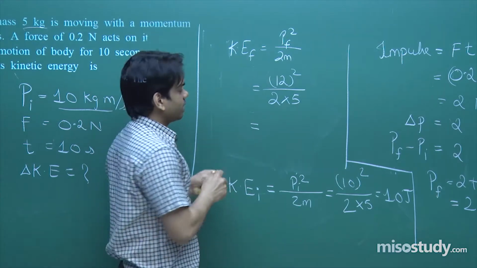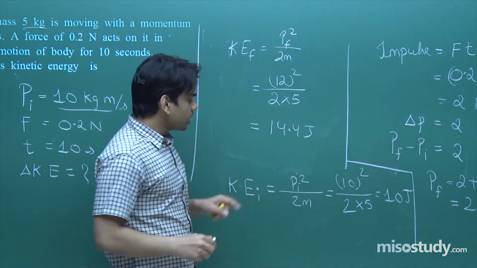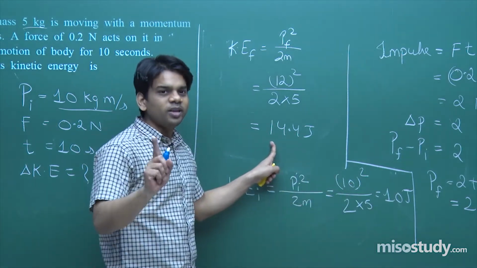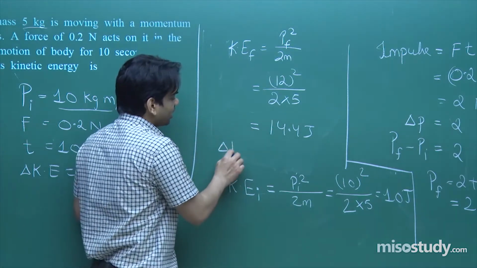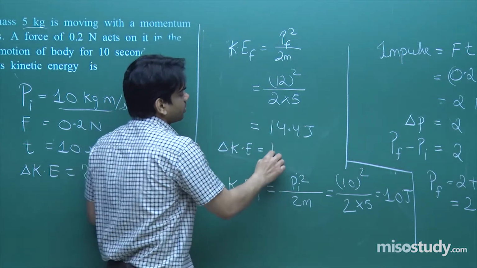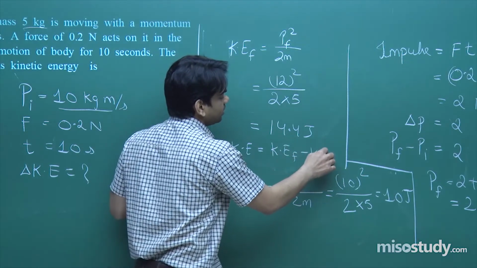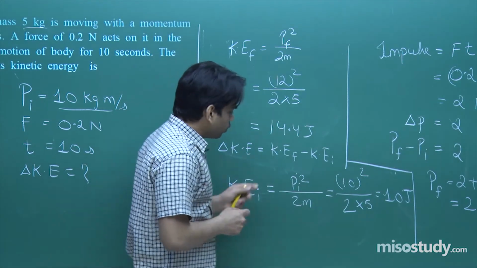144 divided by 10, you will be getting 14.4 joules. Initial kinetic energy is 10 joules, final kinetic energy is 14.4 joules. I believe that you have got the result, what I am going to talk about. The change in kinetic energy is final kinetic energy minus initial kinetic energy. Clearly, only the values you have to put.